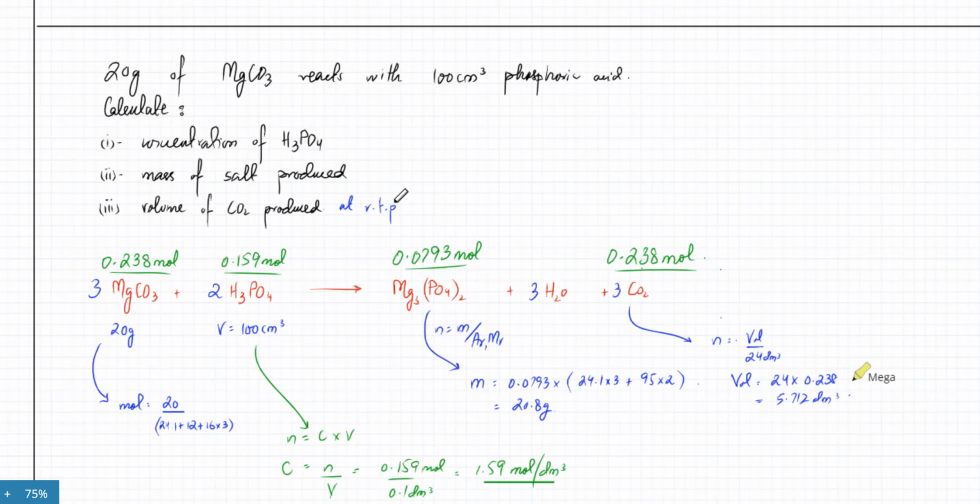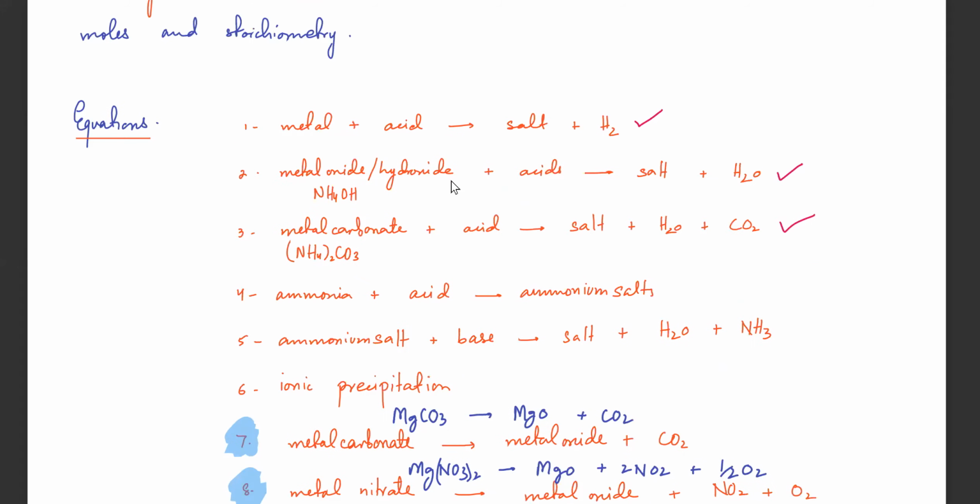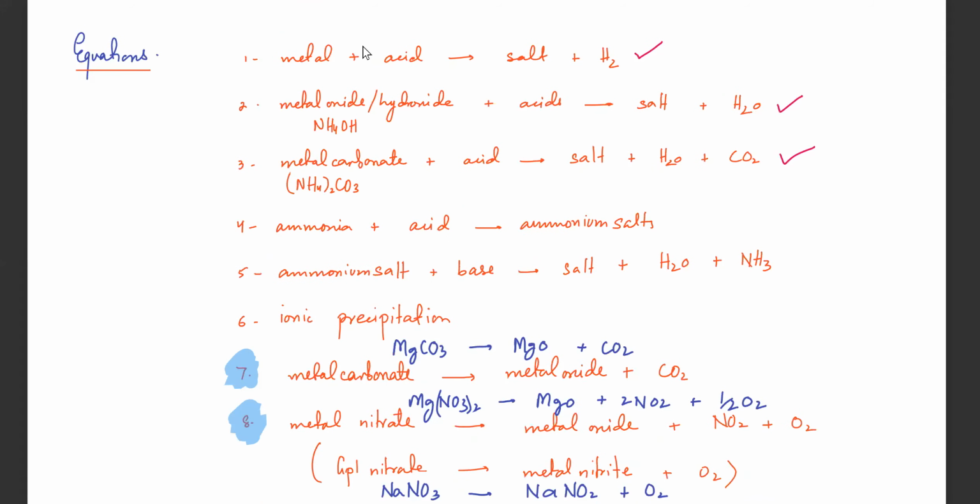ठीक है. अच्छा खैर, ये क्विक एक रिकैप हो जाए कि what are your equations. ठीक है, remember these are all the equations that you must know. Okay, metal reacting with acid produces salt plus H2. A metal oxide or a metal hydroxide, that's a base. It reacts with acids to produce salt and water. Metal carbonates, when they react with acids, produce salt, water, and carbon dioxide.